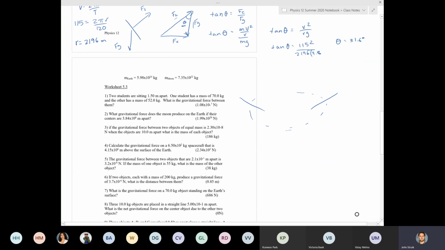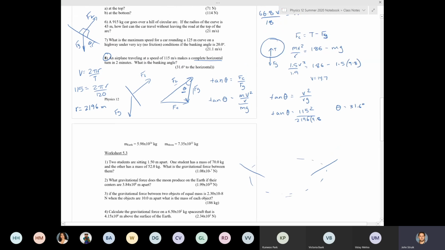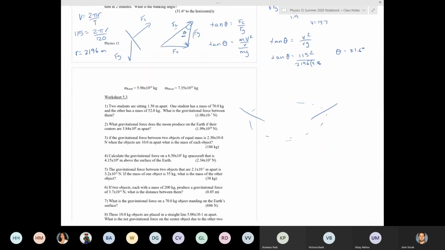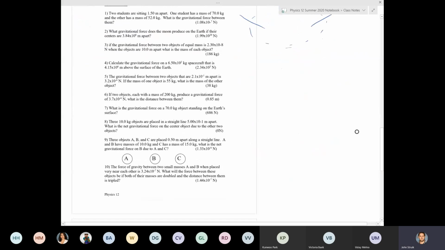Any other questions before we get to 9 and 10 on 5.3? Okay, number 9. Three objects, A, B, and C, are placed 0.5 meters apart along a straight line. A and B have mass 10, 15. What is the net gravitational force on B due to A and C?